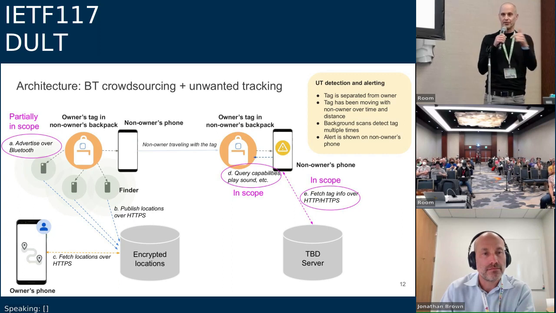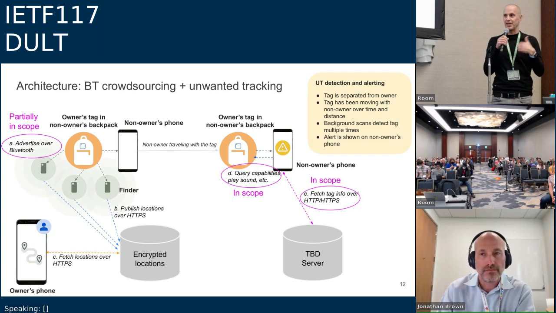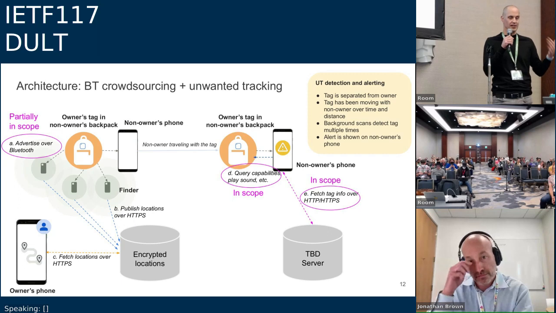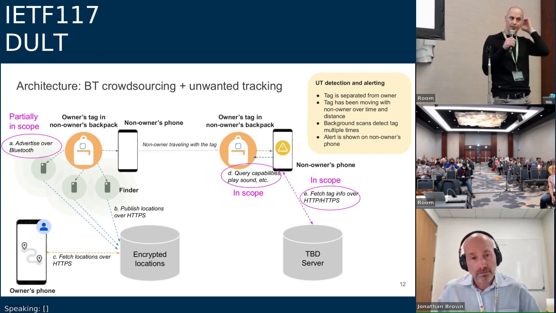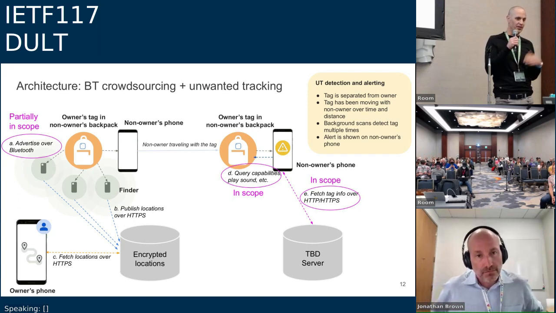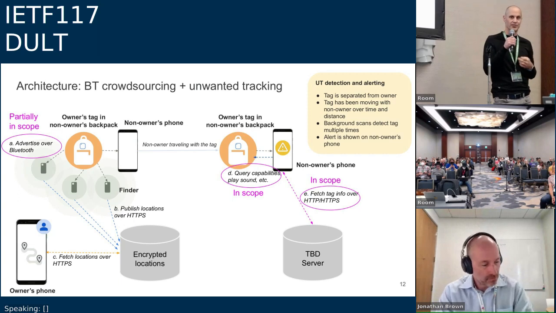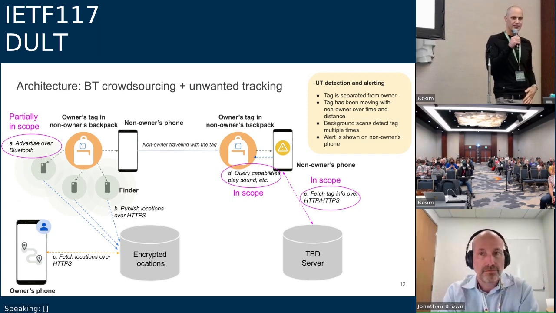Item D, where you're doing the Bluetooth interface between the accessory and the non-owner device to pull down attributes and capabilities, and then issuing commands like play sound, user actions. That, I believe, should be in scope. And then finally, the server query over the internet to pull down things like images, videos, and get the serial number, I believe, should be in scope. So we'll hopefully refer back to the slide during the discussion. Let's go to the next slide, if that's OK.